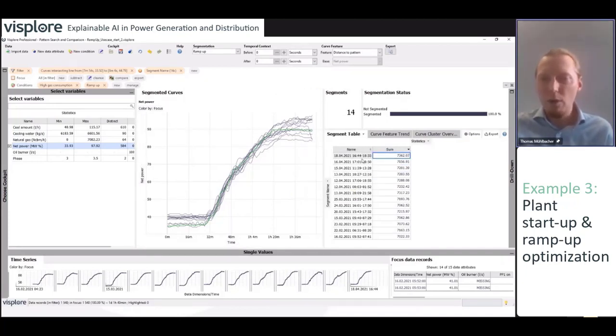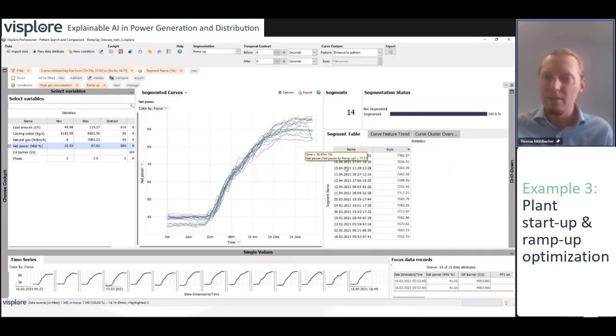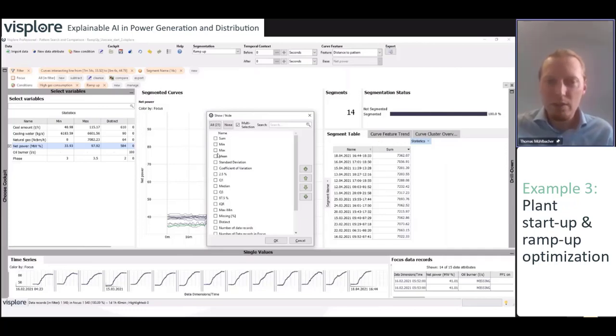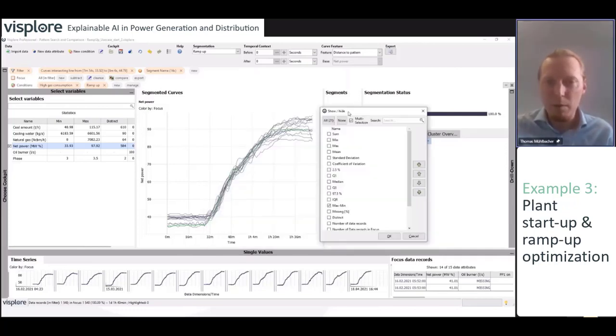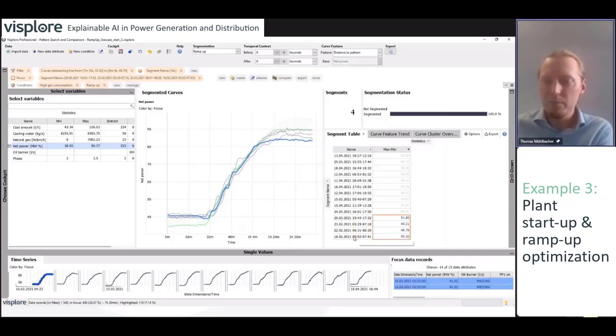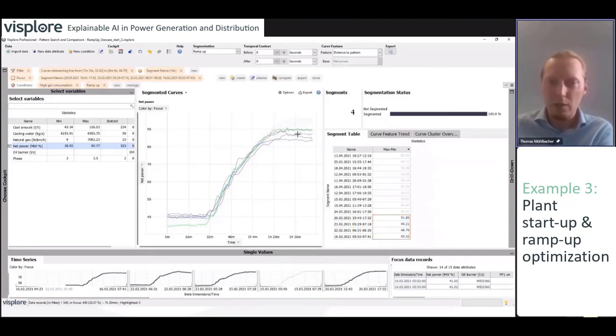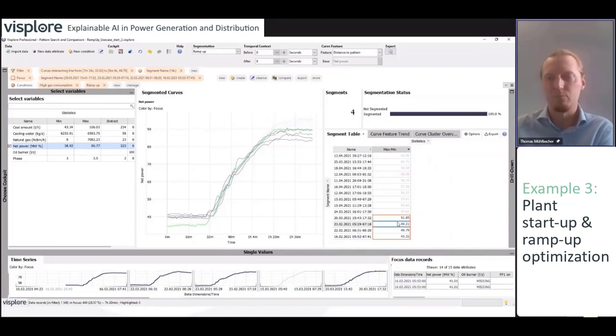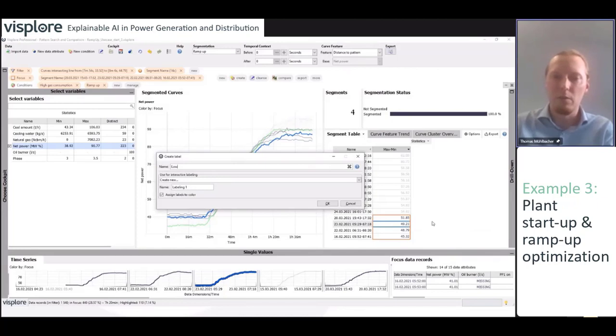Actually, we can order the ramp ups here by the height of the ramp up. So let's not choose the sum here, but we can choose another statistic, maximum up here minus minimum. So really the range that they make. And order this by this metric. And then we see, for example, here I have the 4 ramp ups that made the smallest increase in power. And I can label this again and call that low ramp.